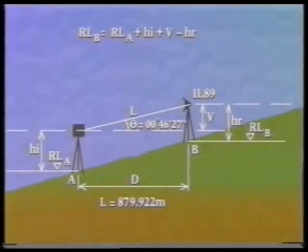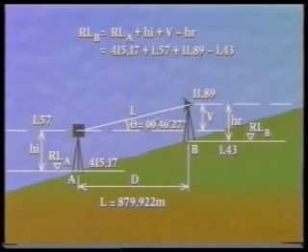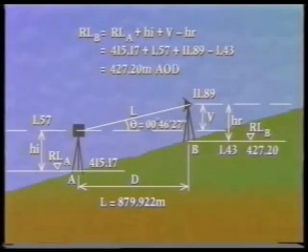So, if the EDM unit is 1.57 meters above point A, and the reflector is 1.43 meters above B, and the reduced level of A is 415.17 meters above ordnance datum, then the reduced level of B is equal to 415.17 plus 1.57 plus 11.89 minus 1.43, which equals 427.20 meters above ordnance datum.